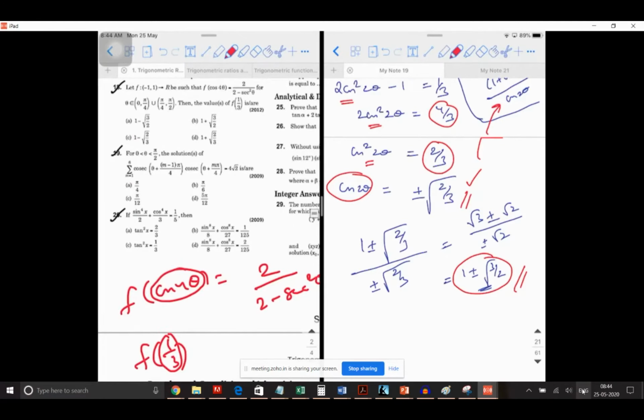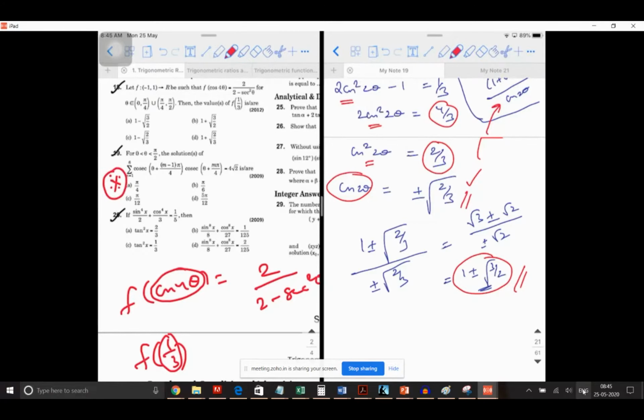So theta is again acute, it belongs to the first quadrant. He's asking the solution or solutions of sigma m is equal to 1 to 6 cosecant theta plus m minus 1 pi by 4 into cosecant theta plus m pi by 4 is equal to 4 root. See, mark this as an important one. It's a good one.